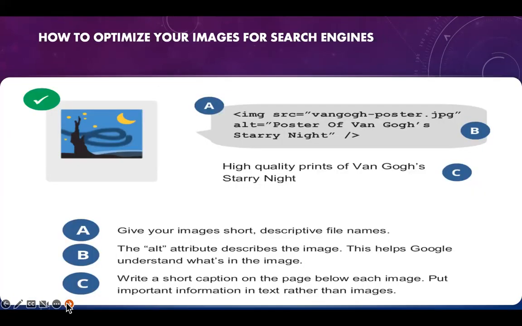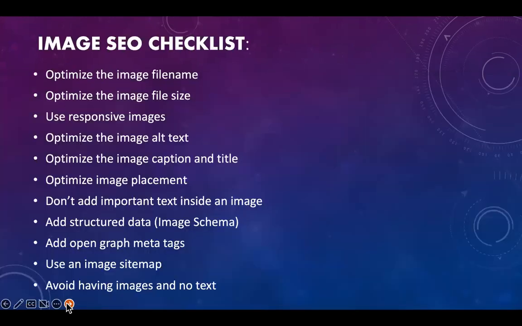So how to optimize your images for search engines? A, give your image a short descriptive file name. The alt attribute describes the image. This helps Google understand what this image is about. Write a short caption on the page below each image. Put important information in text rather than images. So it's important. So let's look at the checklist when you're doing image SEO.